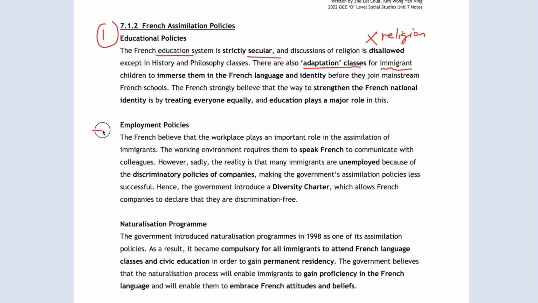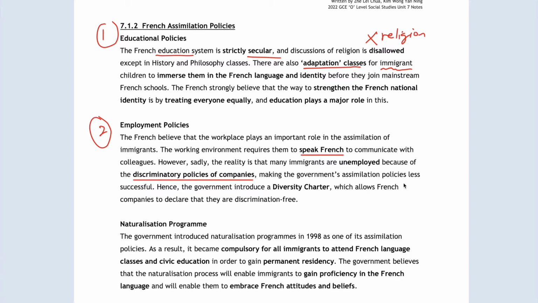Second, in the world of employment, they have their own policies for assimilation as well. The French believe that assimilation is important in the workplace, so most working environments would require them to speak French. But the sad truth is that because of requirements like this, many immigrants become or continue to be unemployed, because a lot of companies discriminate against them simply because they are immigrants and may not be able to speak French.